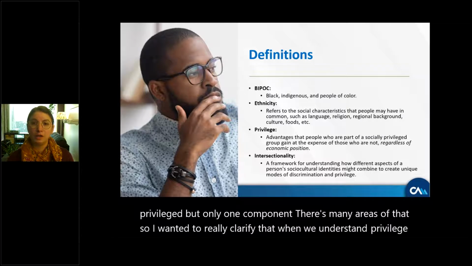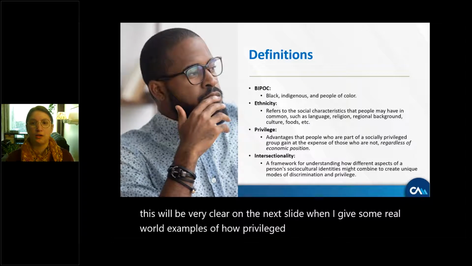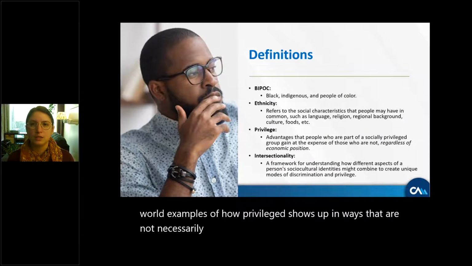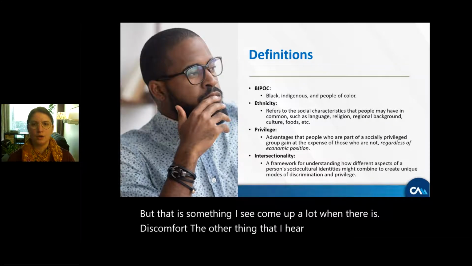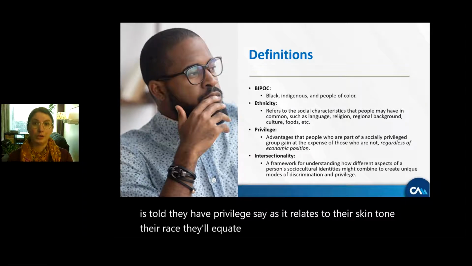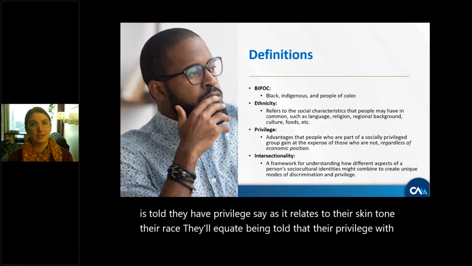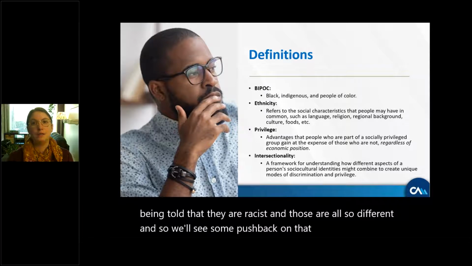This will be very clear on the next slide when I give some real world examples of how privilege shows up in ways that are not necessarily for economic reasons, but that is something I see come up a lot when there is discomfort. The other thing that I hear a lot is when someone is told they have privilege, say as it relates to their skin tone or race, they'll equate being told they're privileged with being told that they are racist. And those are different. We'll see some pushback of feeling defensive about being identified as having privilege.